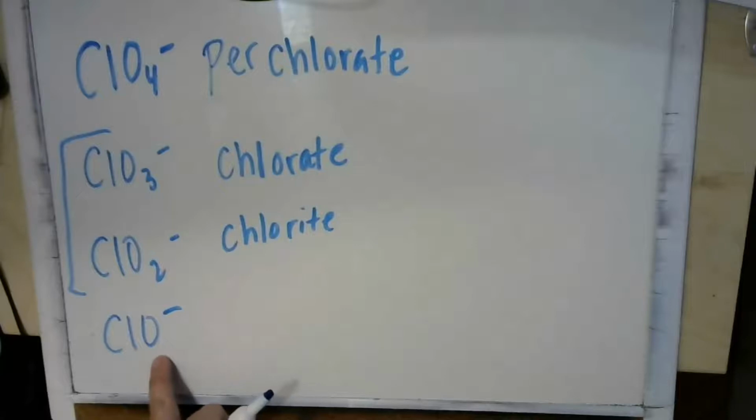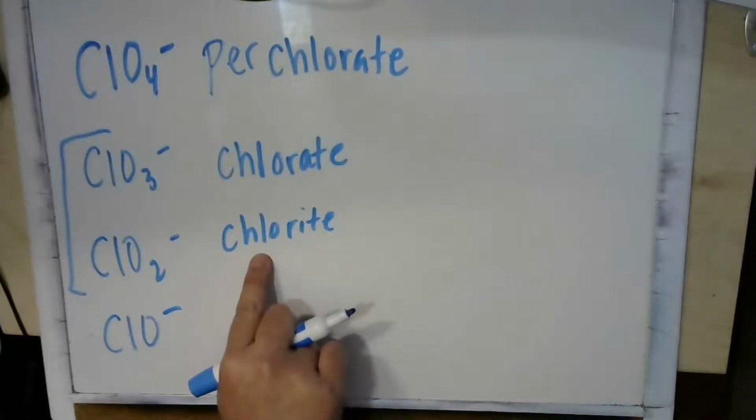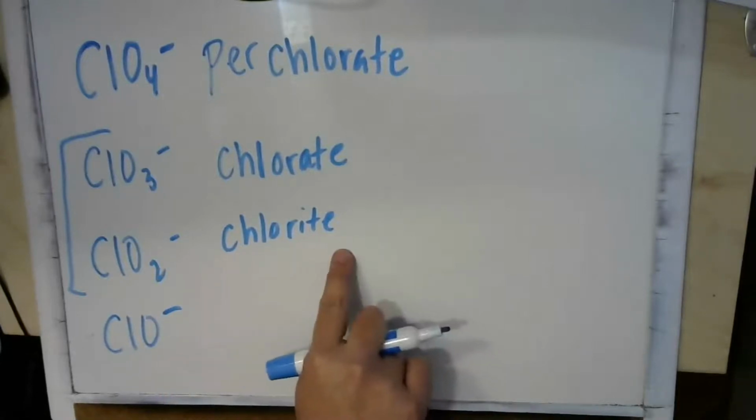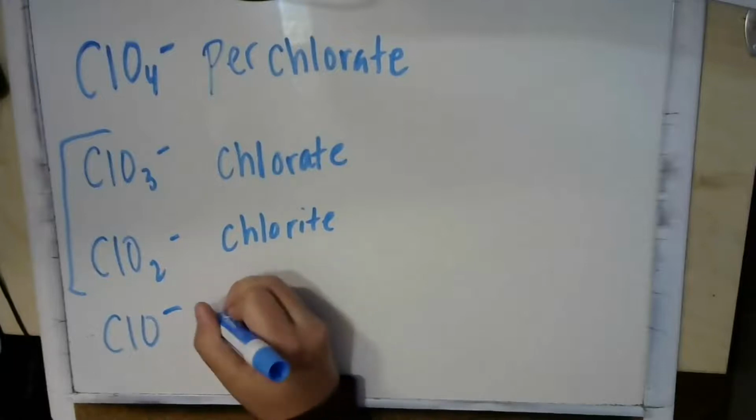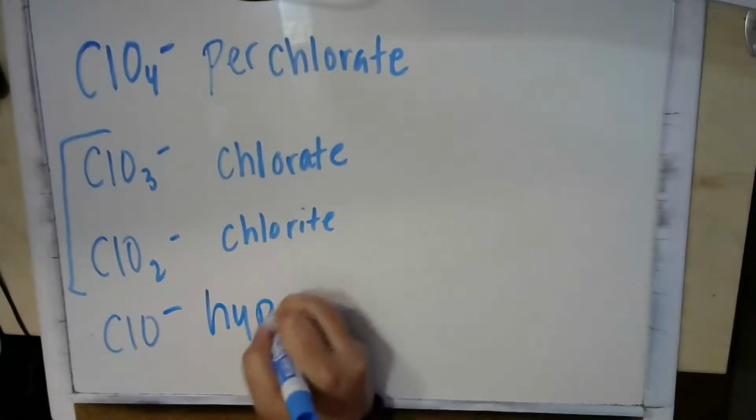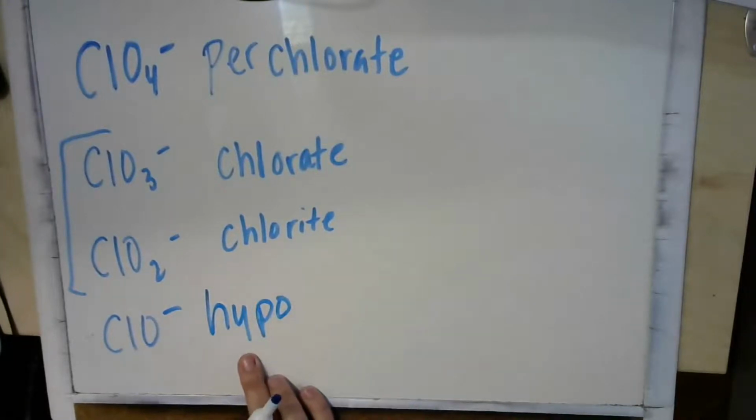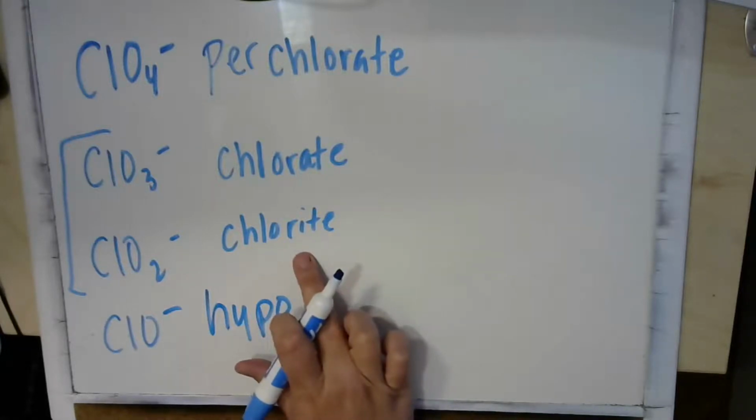Then our last member of the series, which has the least oxygen, we're going to add a prefix to our chlorite term. The prefix that we're going to add is hypo-, because hypo means less than. So it has less oxygen than chlorite.